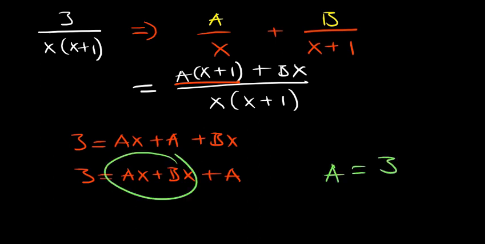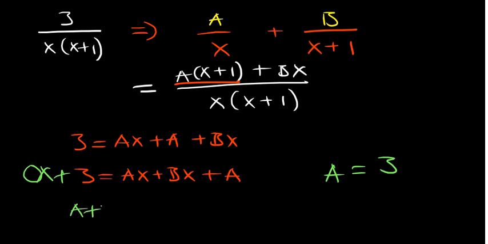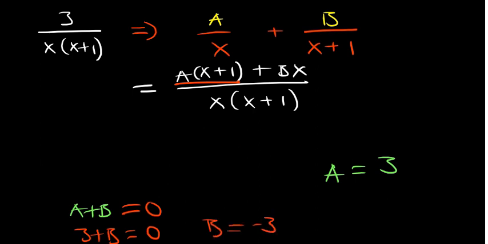Now for this part, we don't have any term attached to x, so we can introduce a 0x there. If that's the case, then we expect that a plus b, after you factor out x, you remain with a plus b. So a plus b should be equal to 0, because they are the ones attached to x. Now our a is already 3. So therefore our b is going to be negative 3. Okay, so we found the values of a and b.